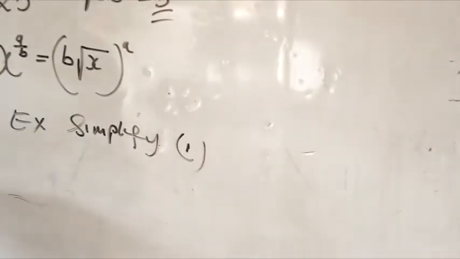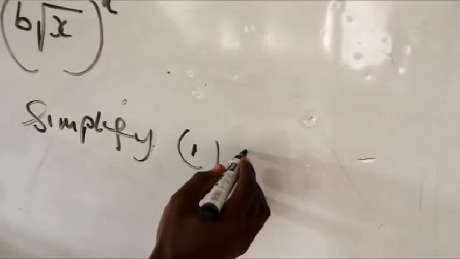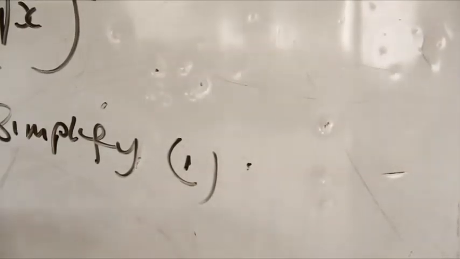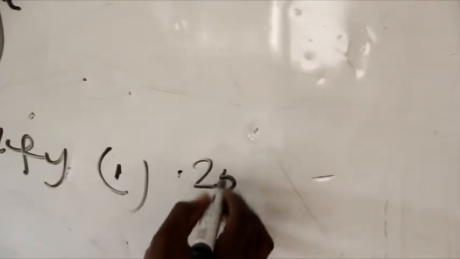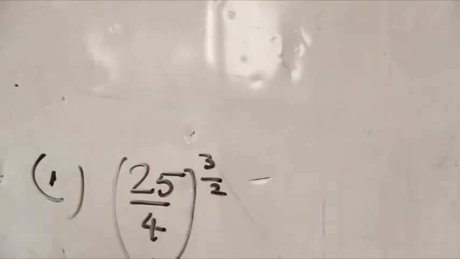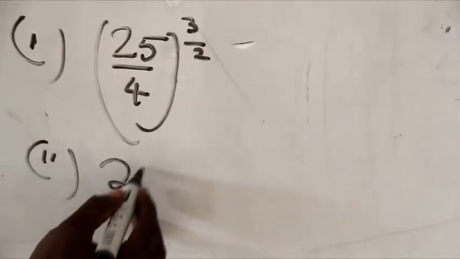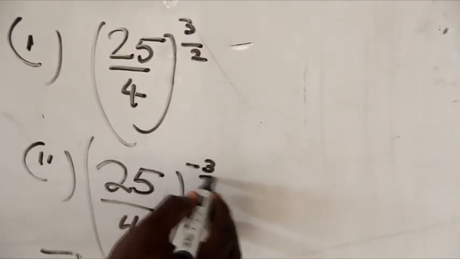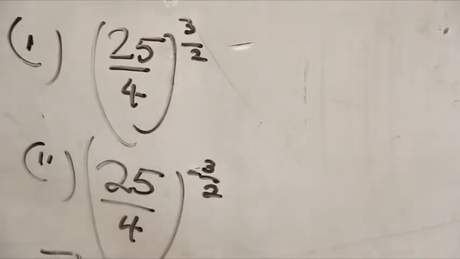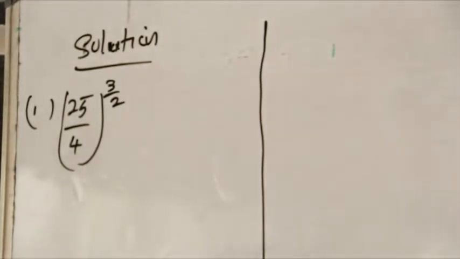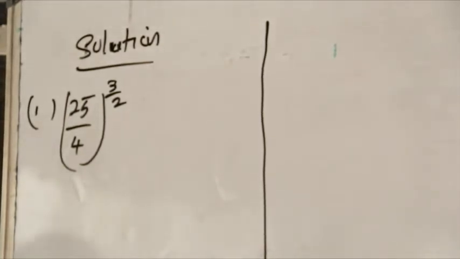Let me solve two problems on this. The first one is going to be (25 upon 4) raised to the power of 3 upon 2. And the second one is going to be (25 upon 4) raised to the power of minus 3 upon 2.